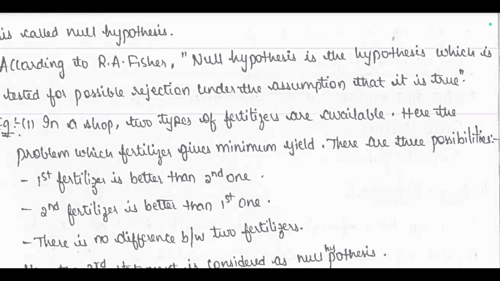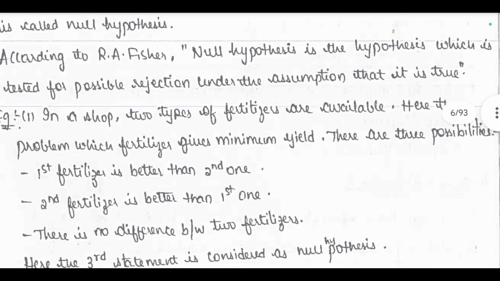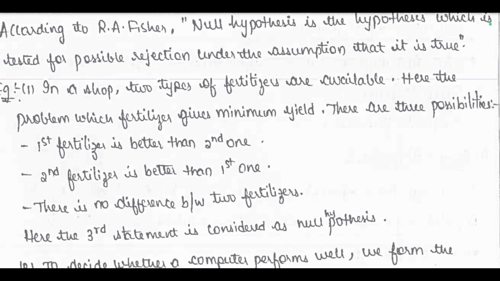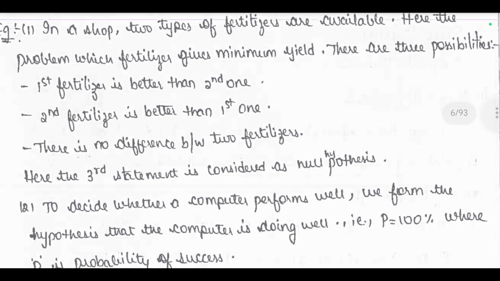Consider one example. In a shop, two types of fertilizers are available. Here the problem is which fertilizer gives minimum yield. There are three possibilities. First, the first fertilizer is better than the second one. Second, the second fertilizer is better than the first one. Third, there is no difference between the two fertilizers, both are equal. Here, the third statement is considered as the null hypothesis, the no difference statement.